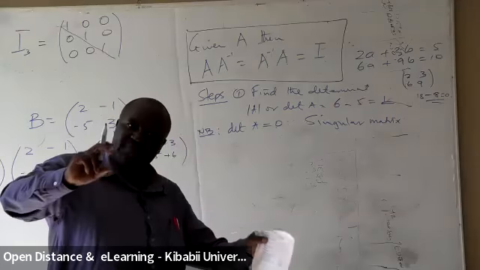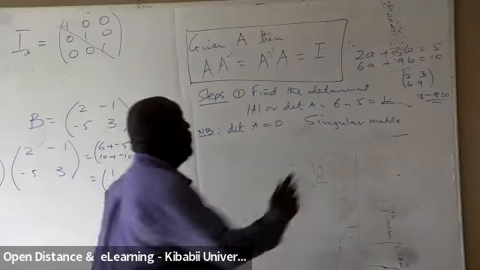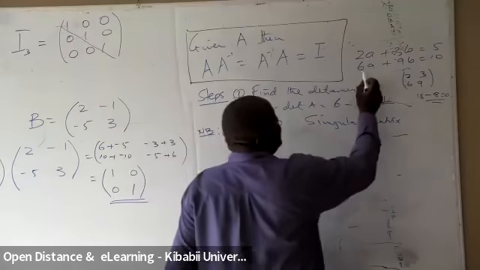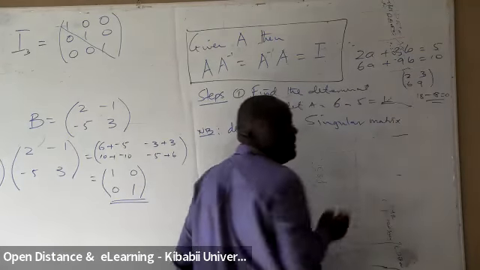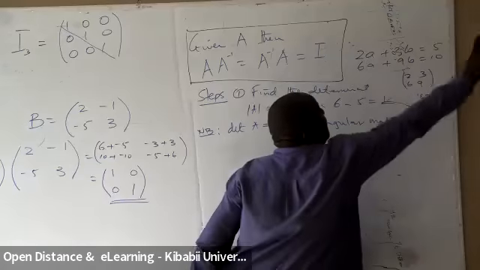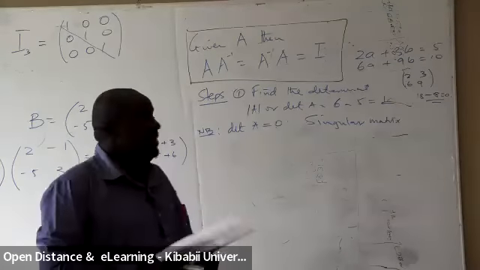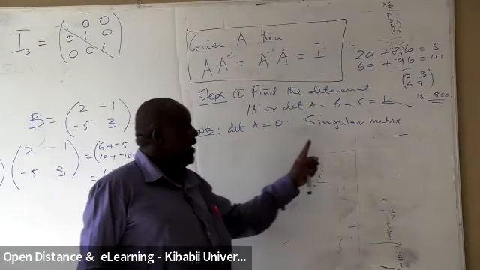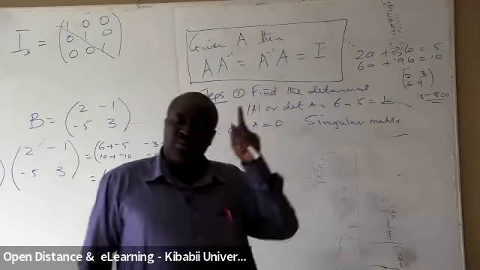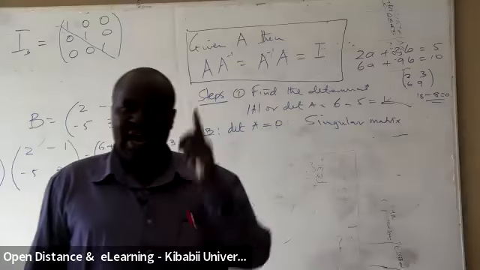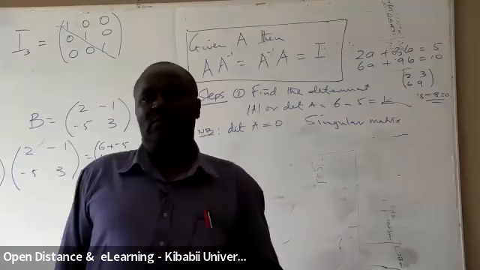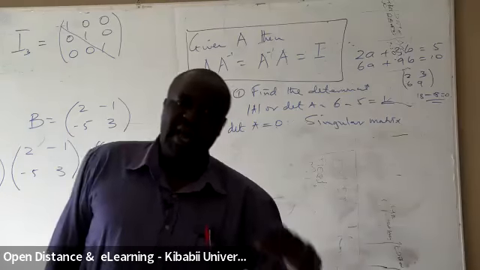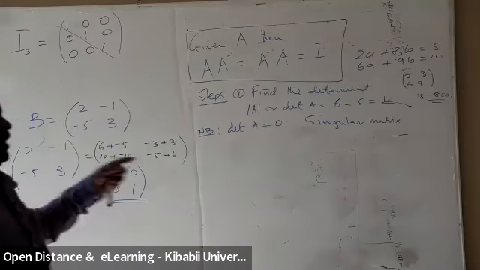Geometrically, this defines the same line. If you plot the line 2a plus 3b is 5, then plot the line 6a plus 9b is 10, you can see this is the same line. And therefore, matrices with determinant 0 are matrices that do not have an inverse. So the determinant is 0, and therefore there is no inverse, and hence we cannot find the value.